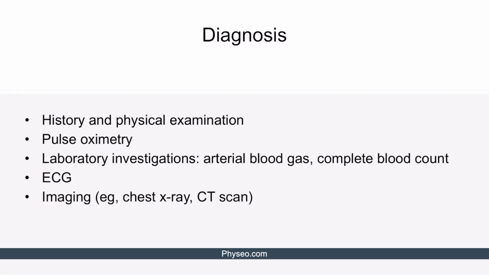Diagnosis starts with a detailed history taking, where the examiner looks for specific risk factors such as history of smoking, repeated infections, or occupational exposure. Additionally, the physical exam can reveal important findings.